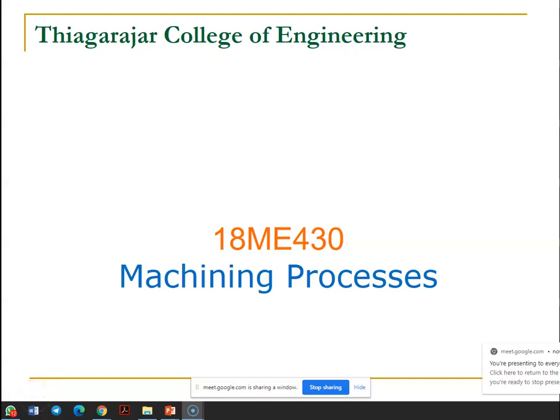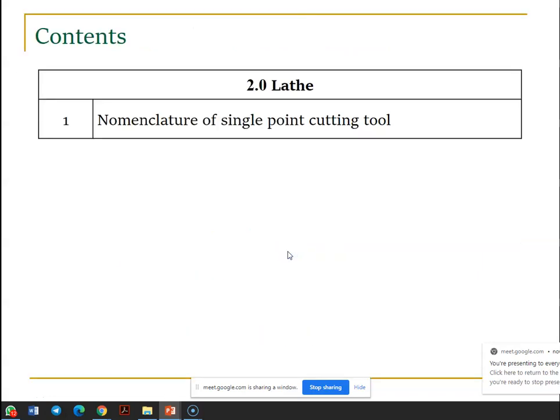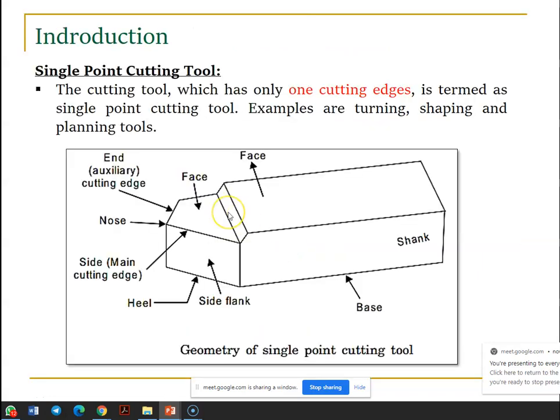This is the nomenclature of the single point cutting tool. So this is the single point cutting tool, right? We know that cutting tools have two classifications: based on the number of cutting edges, and based on the position of cutting edges.